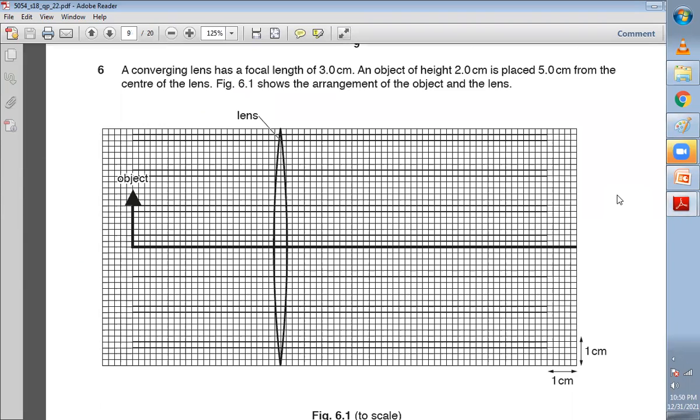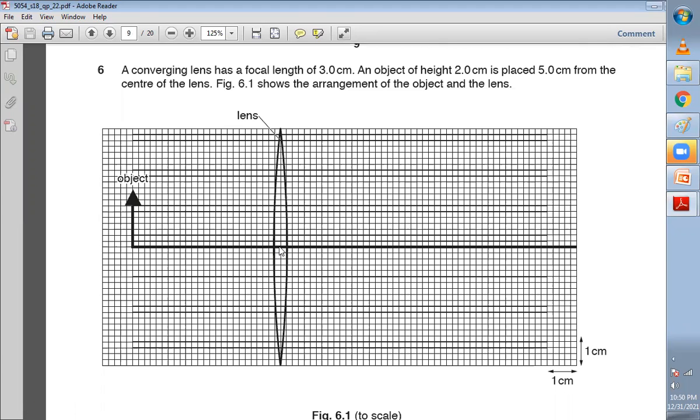Okay, so here we go. A converging lens has a focal length of 3 centimeters. An object of height 2 centimeters is placed 5 centimeters from the center of the lens. Figure 6.1 shows the arrangement of the object and the lens. Okay, so here the 5 small squares represent 1 centimeter.